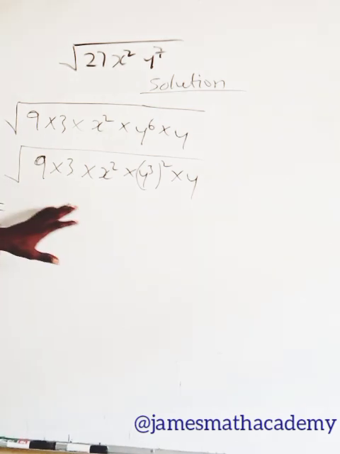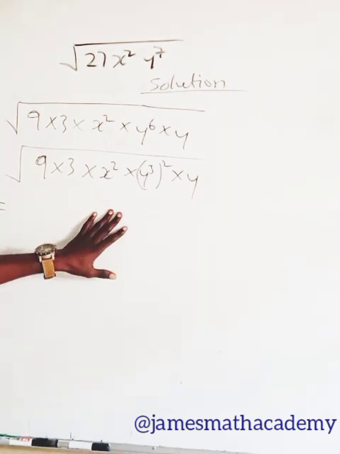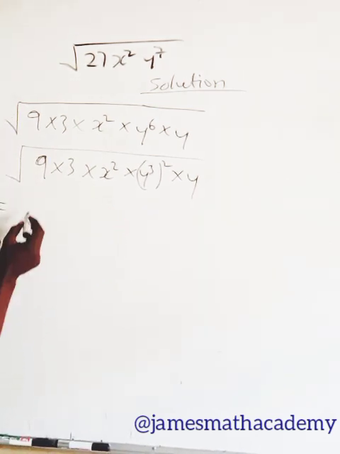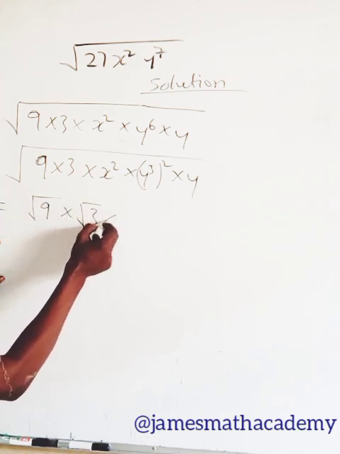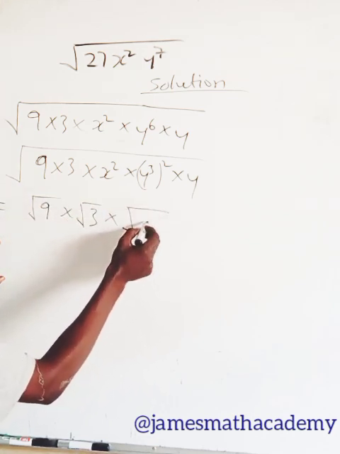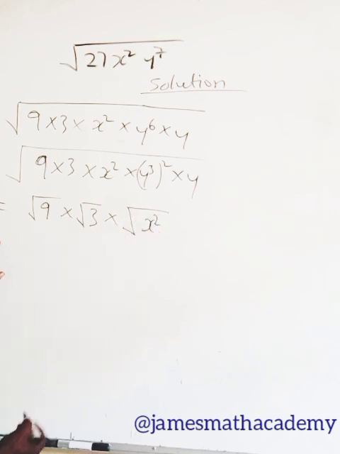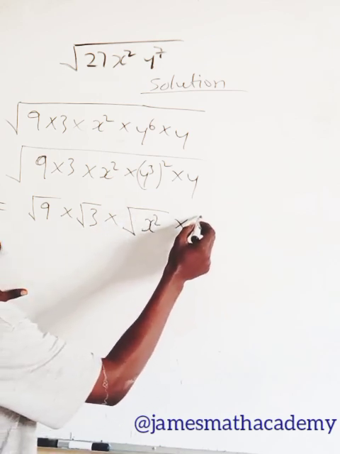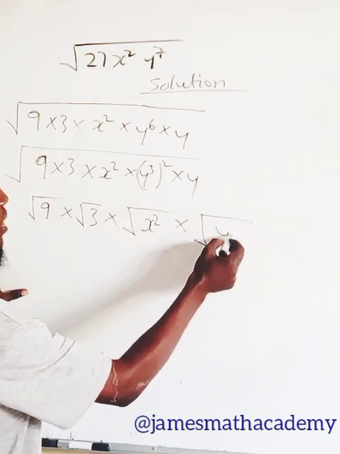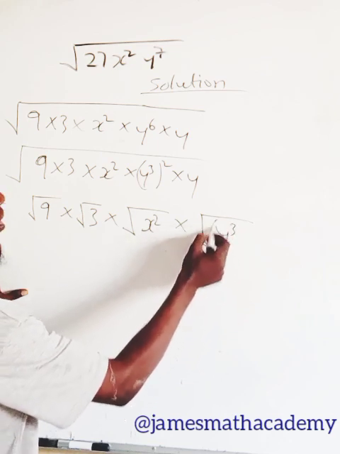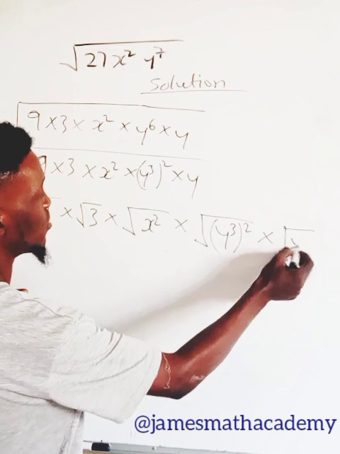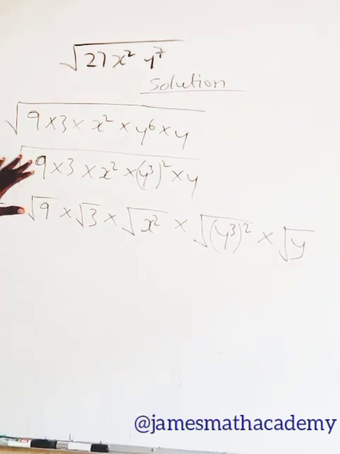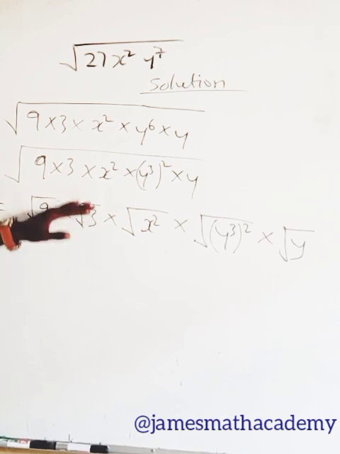Because each of these terms has roots, this can be written as root 9 times root 3 times root x raised to the power 2 times root of y raised to the power 3 everything raised to the power 2 times root y. This is also the same as this. So this is when it has been split, but they are basically the same thing.